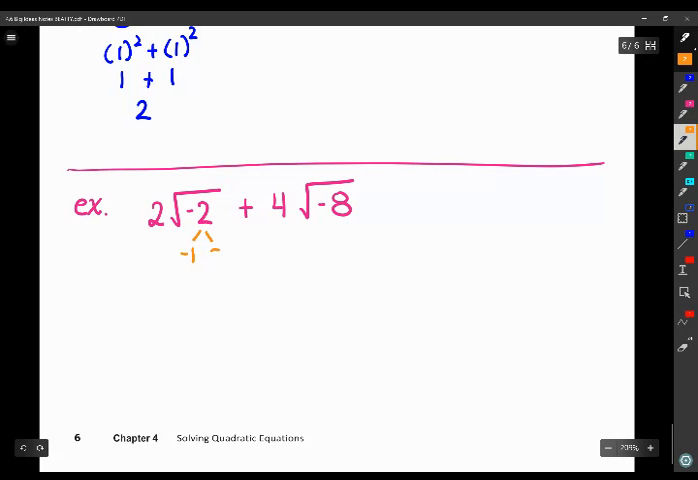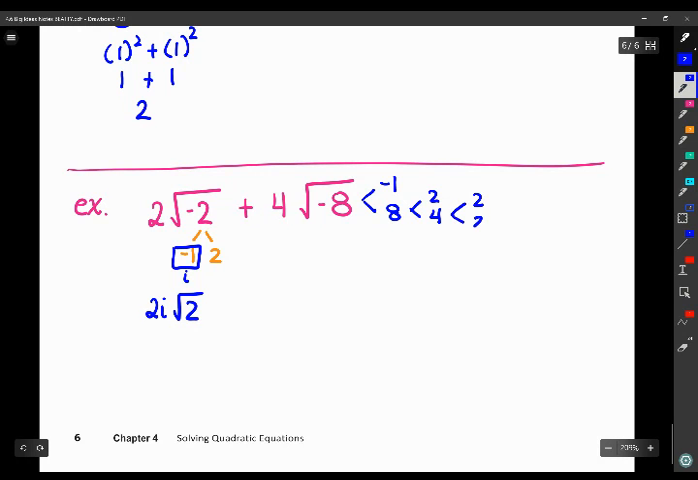This is negative 1 times 2. And this little guy here is the same thing as an i. So the i is going to go out. So this will be 2i root 2. If I look at negative 8, this is negative 1 times 8. 8 is going to break down to be 2 times 4. 4 breaks down to be 2 times 2. So as I'm looking at the 8 broke down, the 4 broke down. And this negative 1 is the same thing as an i.